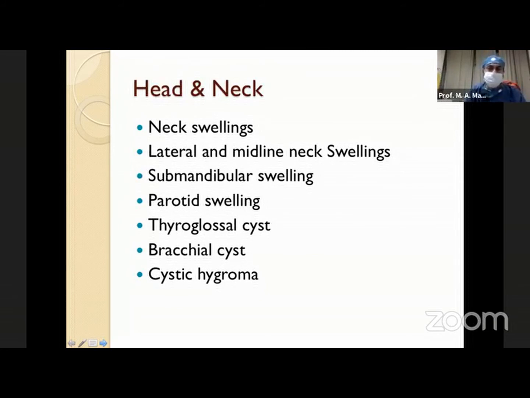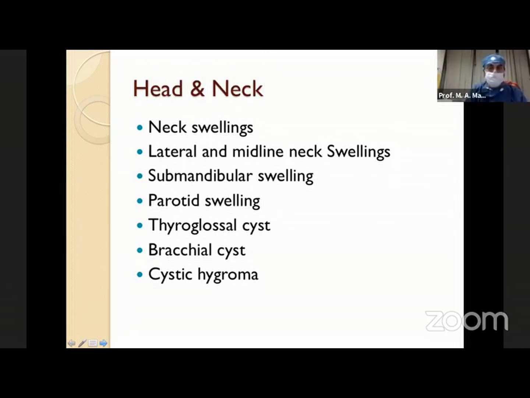Of parotid swellings, there are some other swellings which can simulate a parotid swelling, like pseudoparotid, like an intraparotid lymph node, like an aneurysm of the superficial temporal artery, masseter muscle hypertrophy. This can also simulate a parotid swelling.